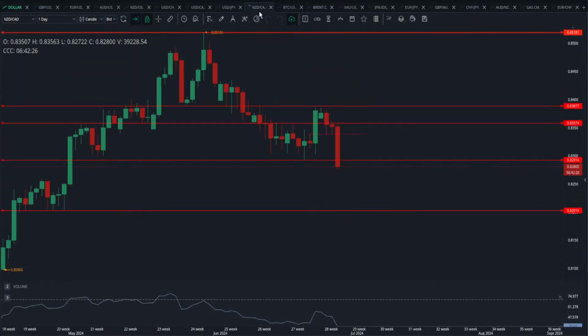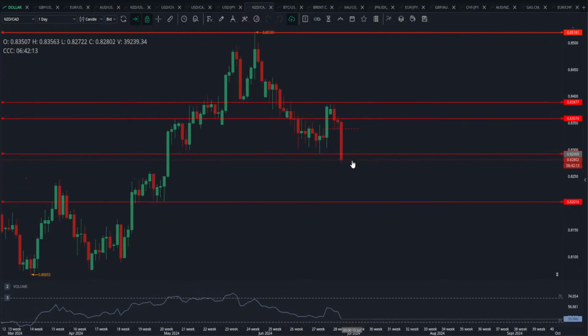Anyways, New Zealand CAD finally has broken down, so any up move should be seen as a selling opportunity in case the price is able to close below 0.8291. 0.8291 is the crucial level. If the price is able to manage a close below this, then any rise should be seen as a selling opportunity in the New Zealand dollar against the Canadian. The first level of resistance being 0.8291 in this case, the second level of resistance being 0.8387.